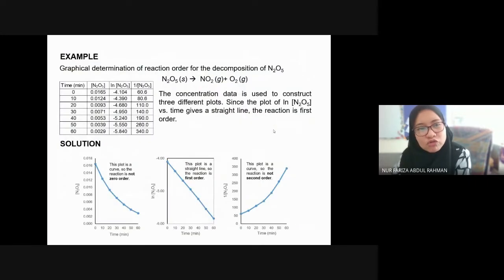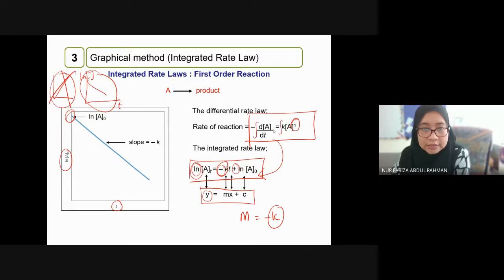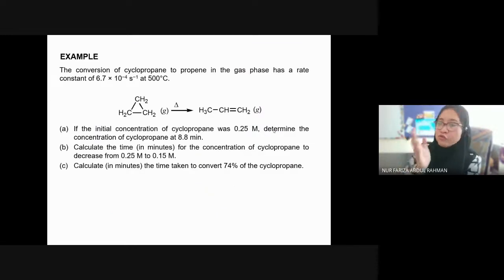Kita buat contoh dulu lah, example. This one kita ke IV dulu. Kita buat contoh dulu. Cuba kita buat contoh related to this order integrated rate law. Okay, so you have been introduced to the formula of integrated rate law with subject to zero, first and second. Jom kita tengok contoh soalan.